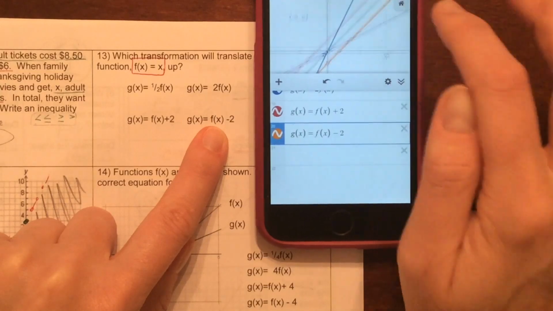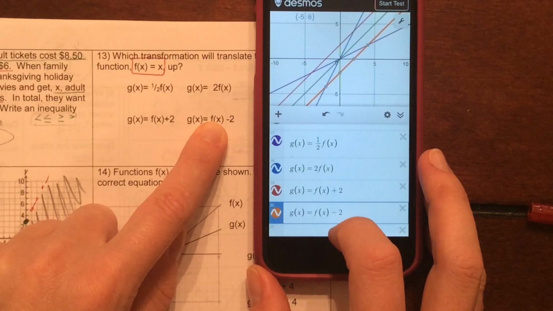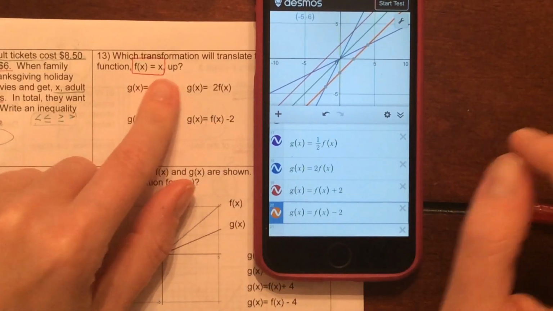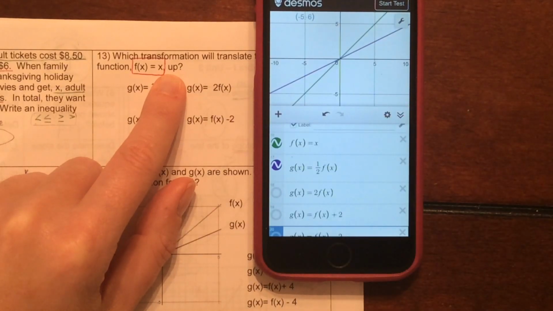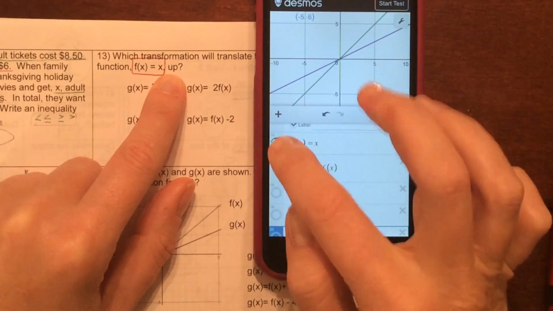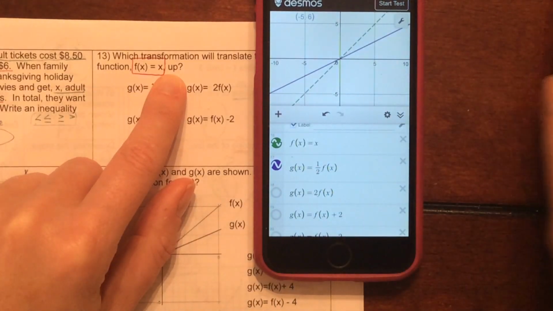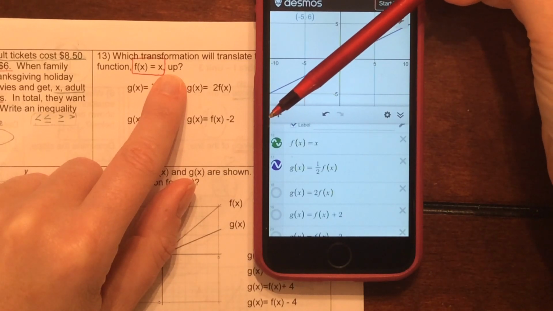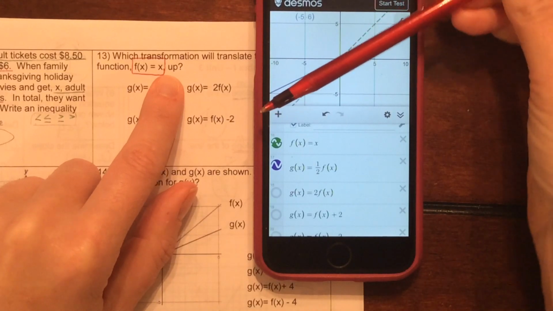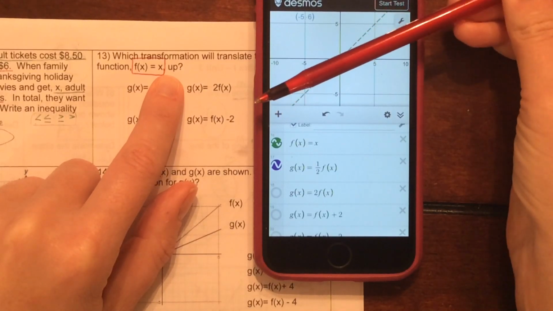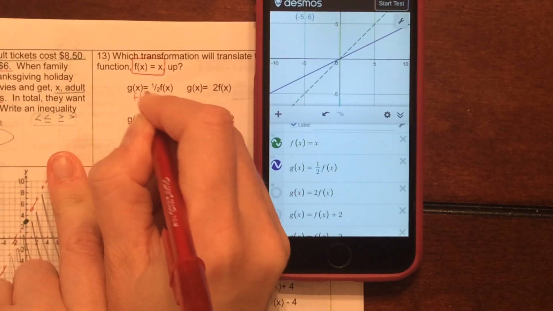This is craziness. So if you don't like all of this stuff going on, you can hide one at a time. So we're looking to make the line go up. So here we have our 2. This one is your parent function, and in class we've been making it dashed so that we can see the original. Okay, from here, did I just move the whole line up? And the answer is no. What we did is we changed the steepness, we changed the slope. So we're not doing that one. So that one, we're making it more flat. That's not what we want.